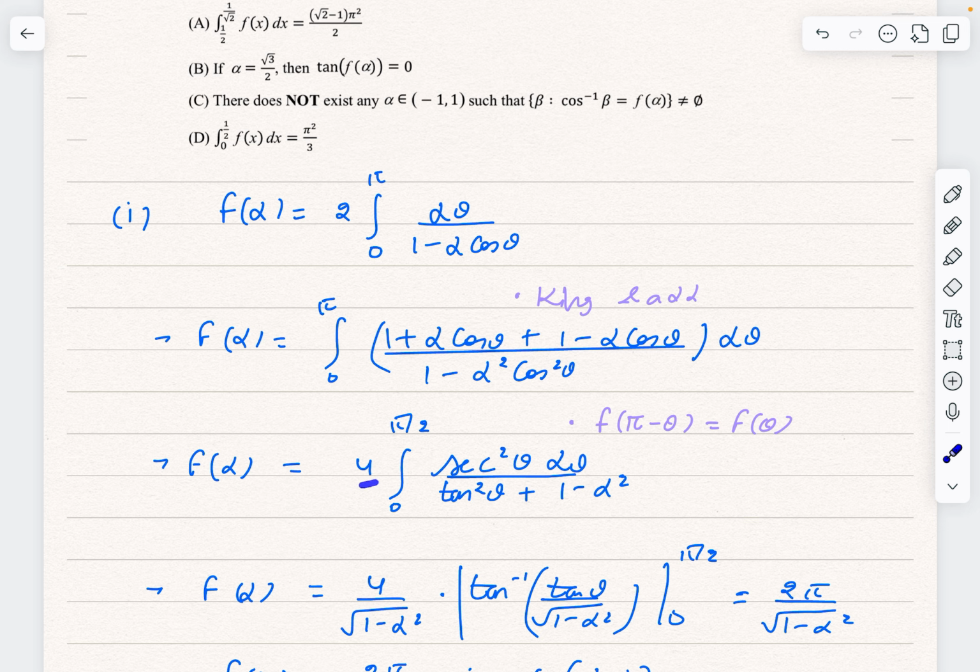Why is there a 4 there? Because when you cancel out this alpha cos theta, we get 2 here. And 2 again when you break the limit from 0 to pi by 2. So you get 4 times integral 0 to pi by 2.